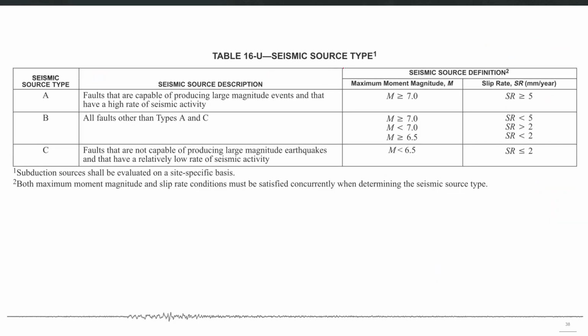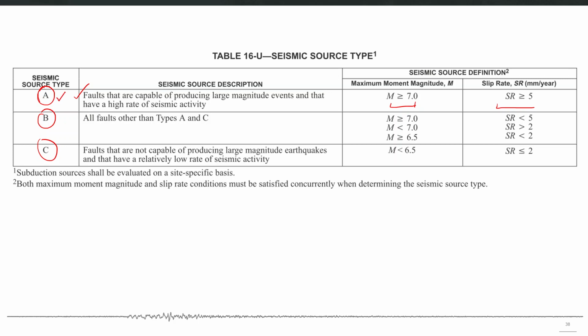This is the seismic source type, which is required to pick the near source factor in the next table. So you can have seismic source type as A, B or C, and the description is here. A means faults that are capable of producing large magnitude events and that have a high rate of seismic activity with magnitude 7, and the slip rate for that particular fault should be greater than 5 mm per year.